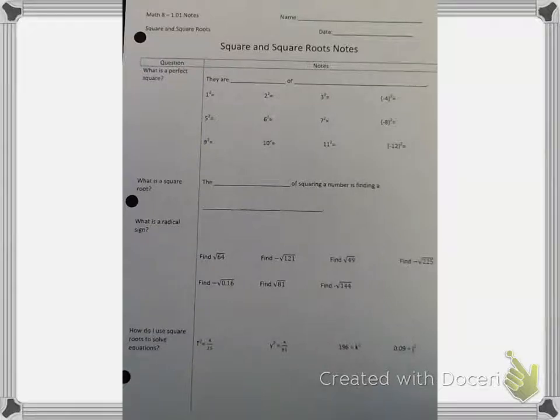Alright, 8th graders, today we're going to talk about squares and square roots. And our first question is, what is a perfect square? A perfect square is simply the square of a whole number.